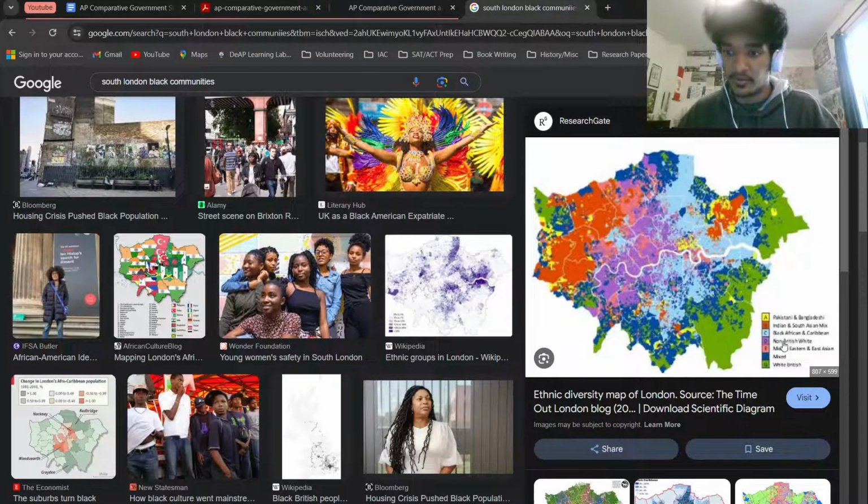And here's an even better map, right? Here you can see your black concentrations. Where are your black concentrations? They're in South London. They're in North London. They're north of the River Thames. Where are your white British people? They're on the edges. They're in the suburbs. And then here you can see your non-British white. These would be your European migrants, coming for a summer internship. And then you've got your South Asians.